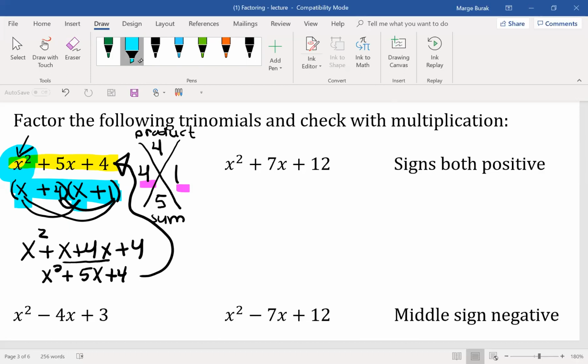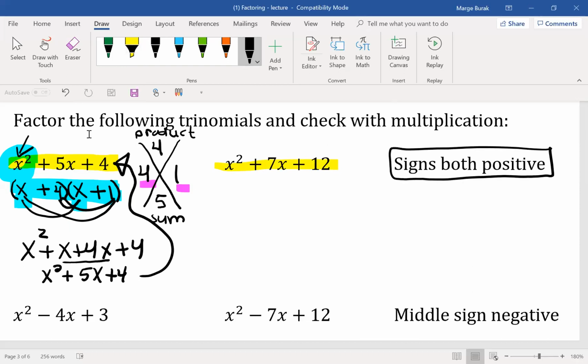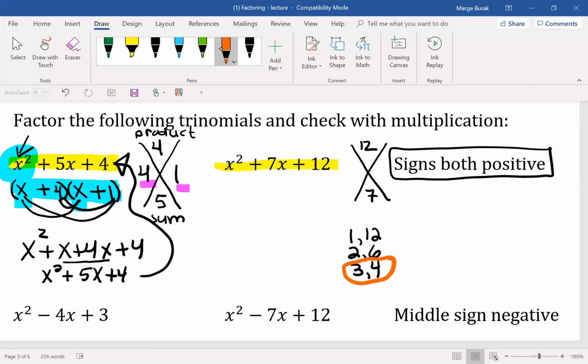Okay, so here we go. Let's try this one. We've got x squared plus 7x plus 12. By the way, these are examples where the signs of both the middle term and the final term, the b and the c, are both positive. So 12 is our product, 7 is our sum. Now we do have a lot of numbers that multiply to 12. It could be 1 times 12, 2 times 6, 3 times 4, but only one of those is going to add to 7. Aha, it's 3 and 4.